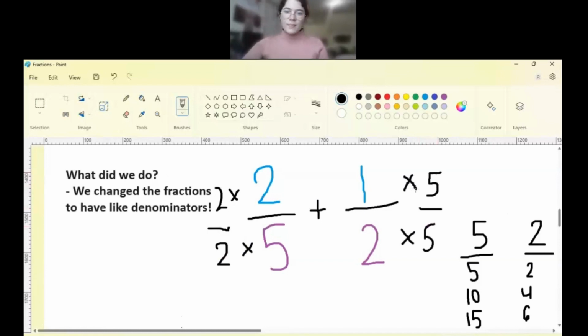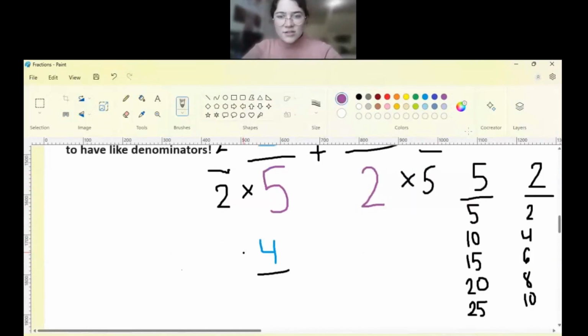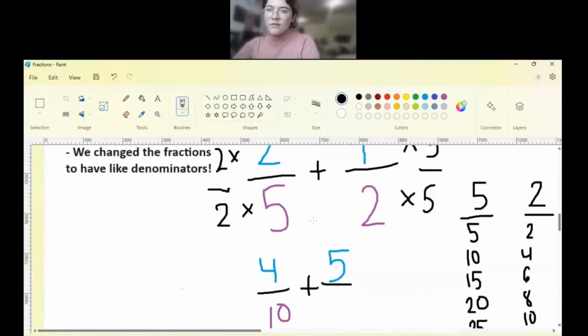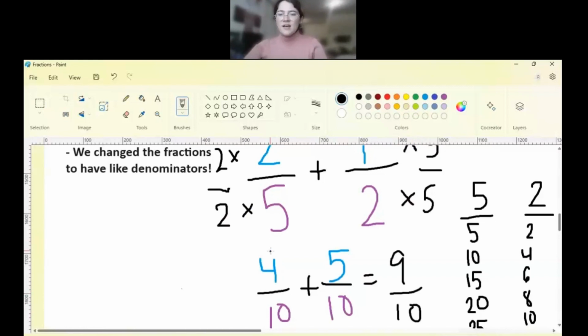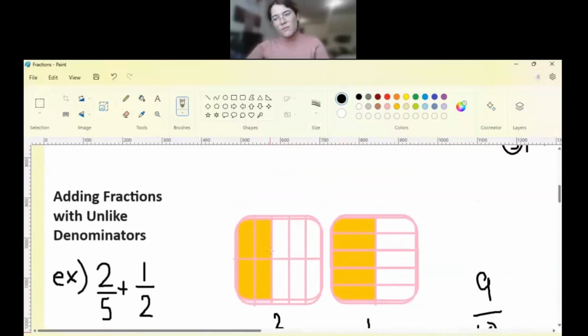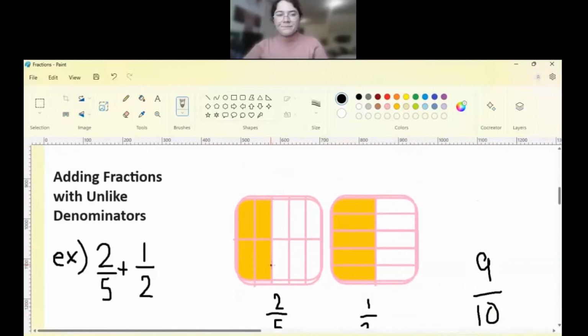5/5. We can see that this turns into 4 out of 10. And this one becomes 5 out of 10. And we can see here that we get 9, because we're adding across the top, the numerators, 9/10. And up here, that's the same number we got when we used the diagram.